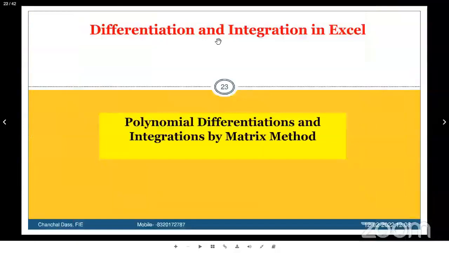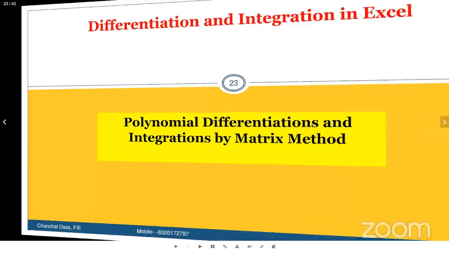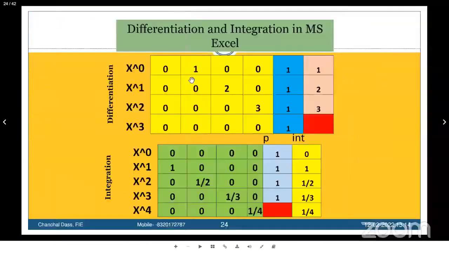But now I'm talking about the power of Excel. Can polynomial differentiation and integration be done by matrix method in Excel? The answer is yes. You see, these 1, 1, 1 I have written in blue color. This is our polynomial, and the polynomial power I have written from top to bottom.